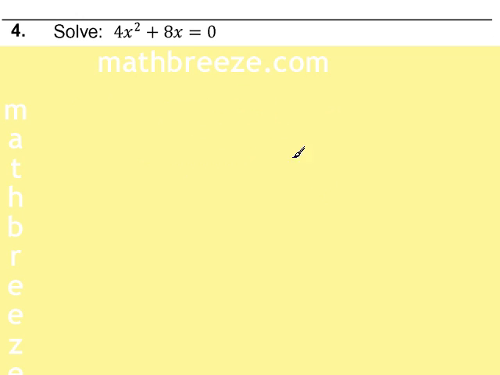Okay, here we have a quadratic equation. It's already in standard form. It's already equal to 0, so we'll go straight to the second step, which is factoring. We can factor out 4x. We're using the greatest common factor method here. Pull out 4x from the first term, and we're left with x in parentheses, and pull out 4x from the second term, and we're left with 2.